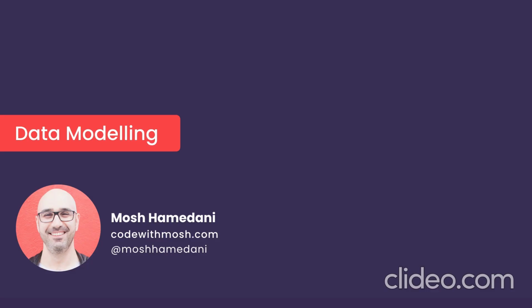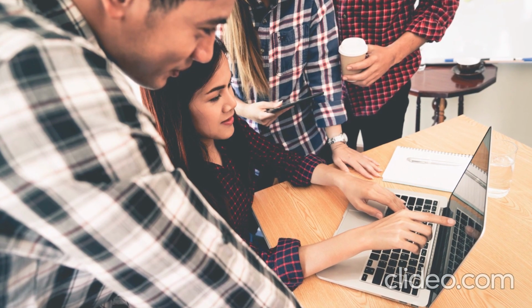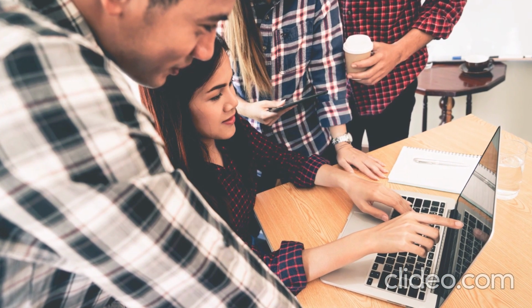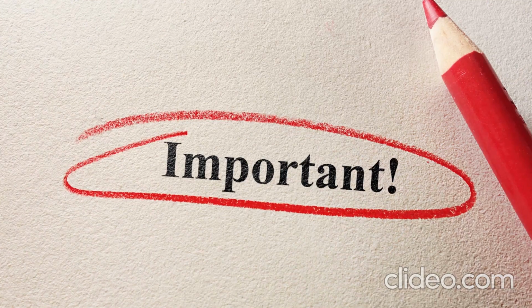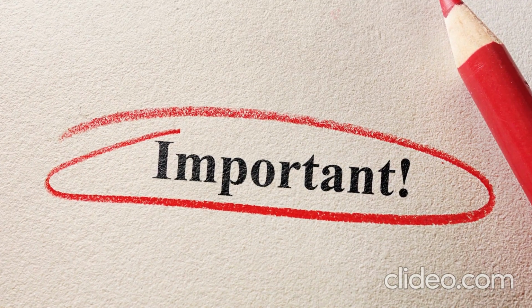In this lecture, we're going to talk about data modeling, which is the process of creating a model for the data that we want to store in a database. It involves 4 steps. The first step is to understand and analyze the business requirements. Unfortunately, so many developers skip this step and jump into creating tables in a database. But this step, in my opinion, is the most important step in the data modeling process.